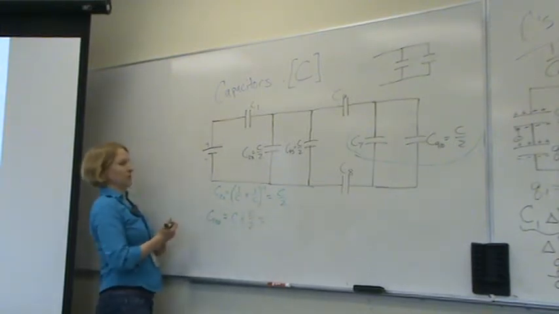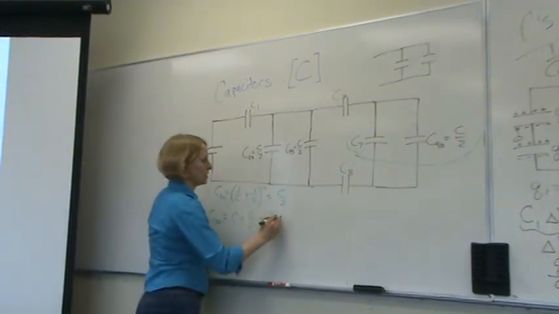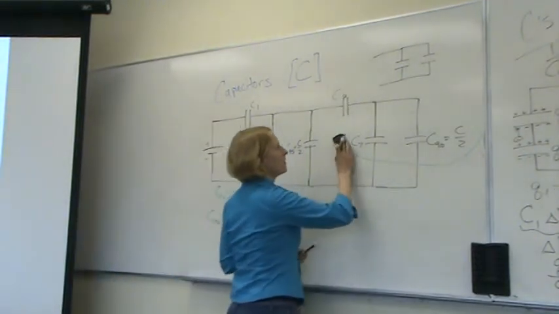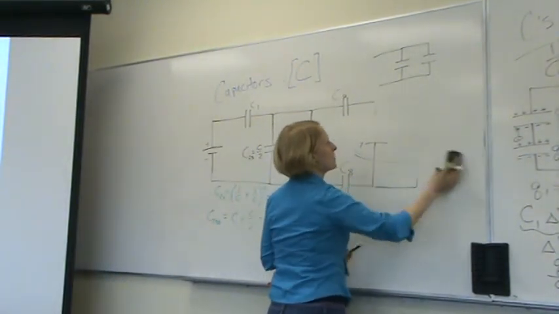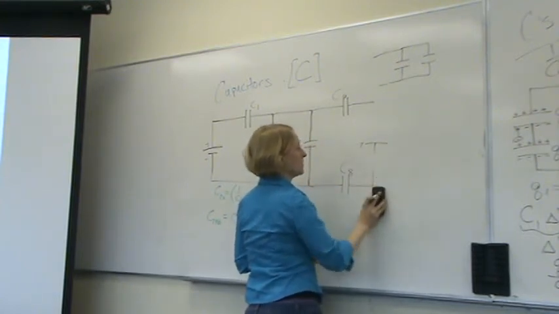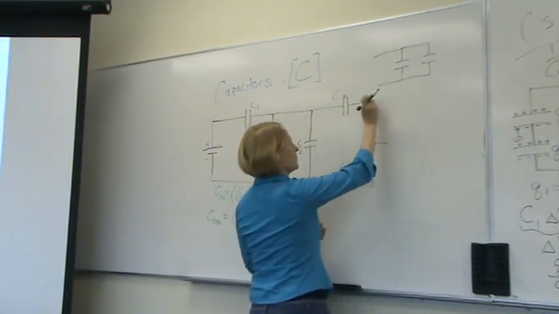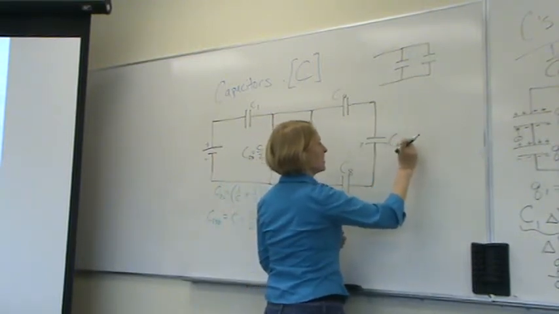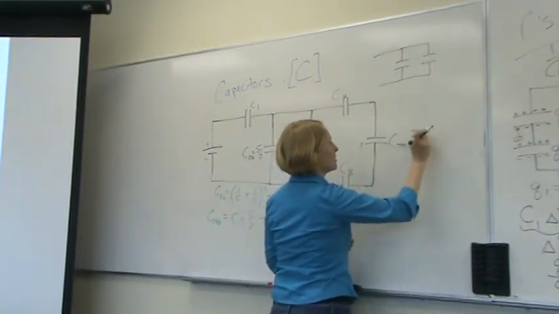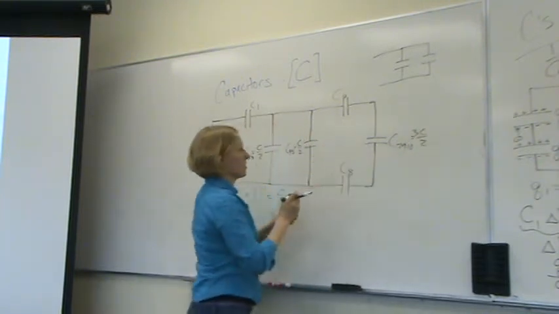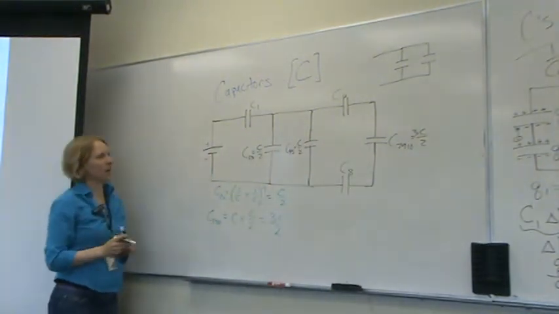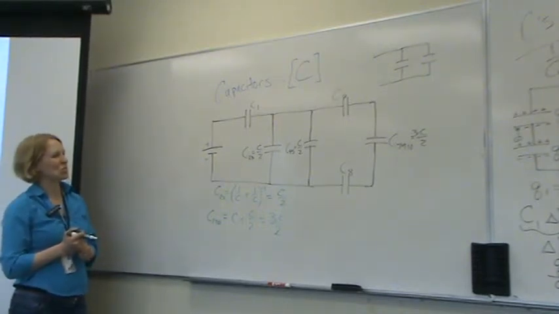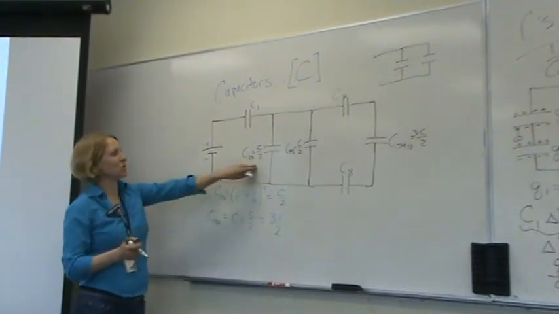So what does that give us? 3C over 2? Okay. C7,9,10 equals 3C over 2. Okay, and what's the next smallest grouping? The two in the middle?